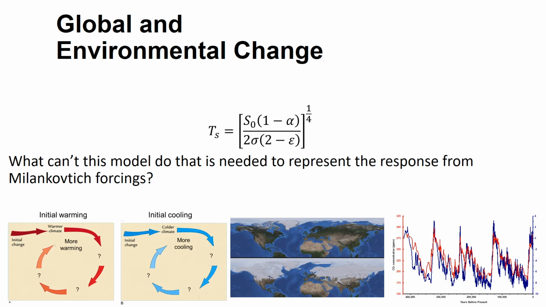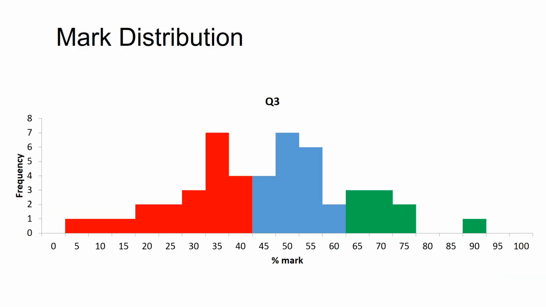So this model here doesn't really have feedbacks. It has the parameters that the feedbacks use, but it doesn't have those feedbacks built into the model. So that's something that was required in the answer that would have got you some marks, which was missing in quite a lot of answers. So there we go, that was question 3.